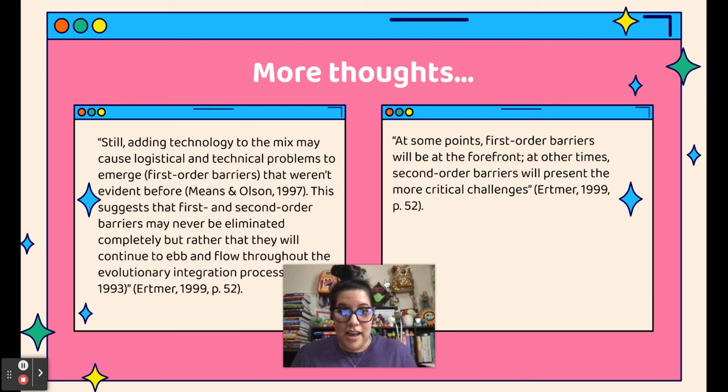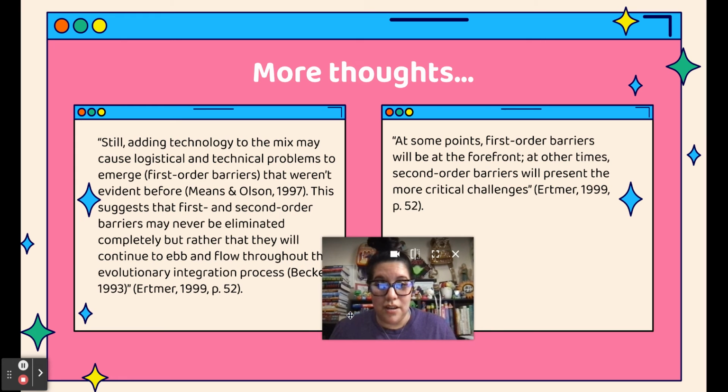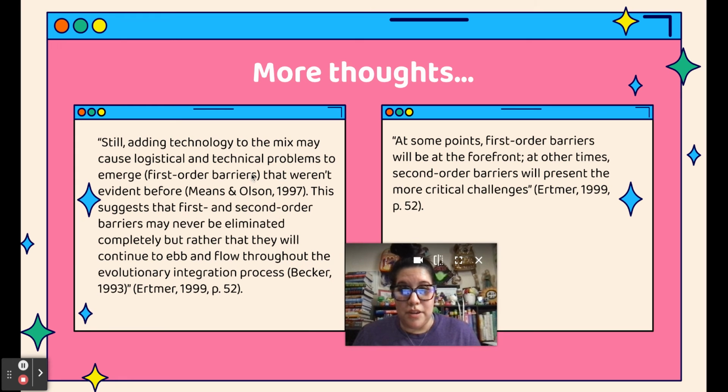A few more thoughts I had was the quote again about still adding technology to the mix may cause those barriers to pop up that weren't there before. But this suggests that the first and second order barriers may never be eliminated completely. Rather, they will continue to ebb and flow throughout the evolutionary integration process. So, this is going to be again where those teachers who are willing to try new things are going to be successful.